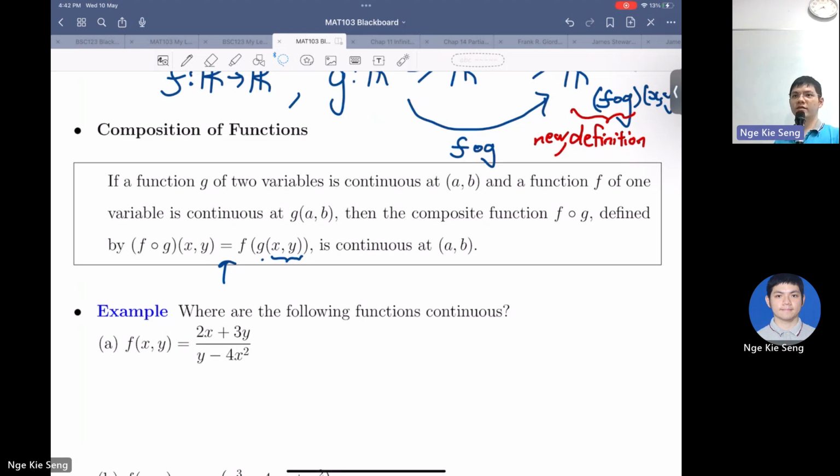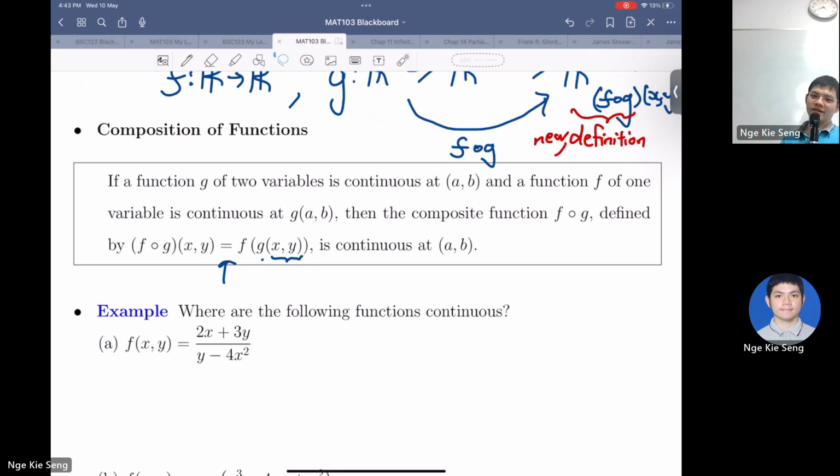Where is the numerator continuous? Everywhere. Okay, everywhere you can get a number. How about the bottom one? Where is the bottom function continuous? You sure? I mean just for the denominator itself. Everywhere also. Okay. But now you put them together.